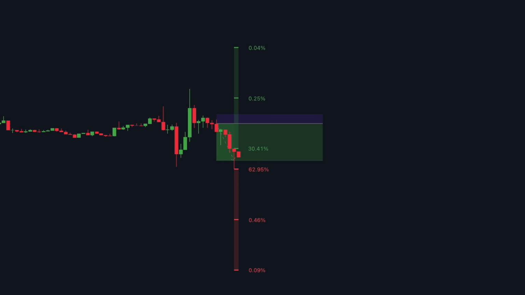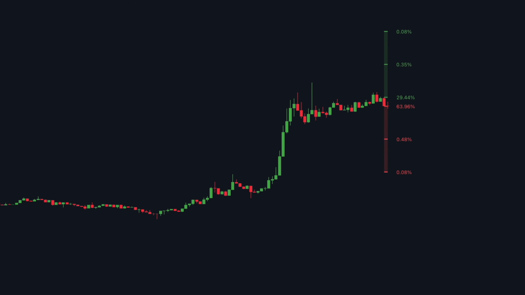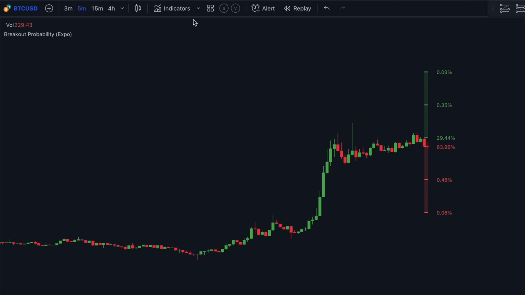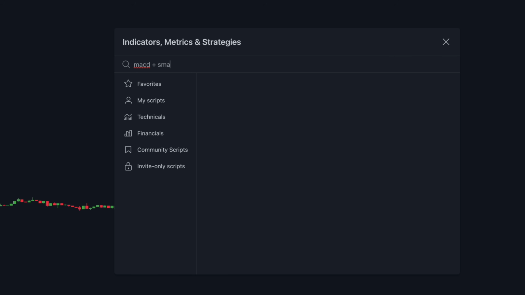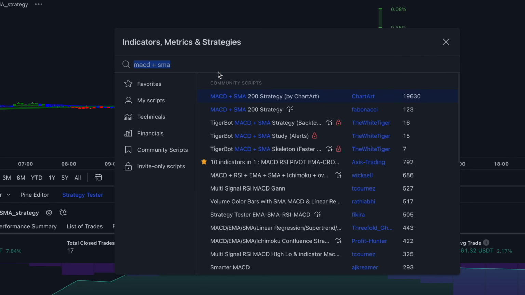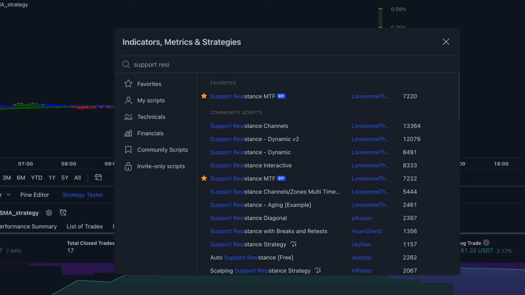Okay, now you know how this indicator functions. Let's build a full trading strategy around it. The strategy's goal is to follow a trend and find optimal entry points based on price breakouts. So for the second indicator, we will add the MACD plus SMA 200 strategy created by ChartArt. For the third tool, apply Support Resistance Dynamic V2 by Lonesome the Blue.